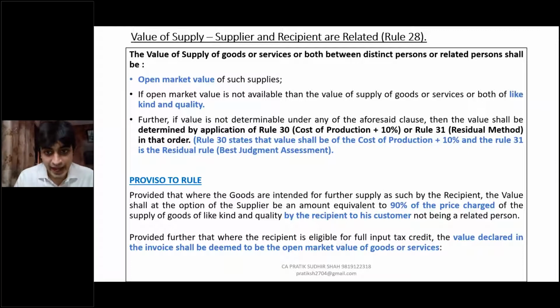I agree this is in the act, but somewhere I had read, some advanced ruling also I had read that this is not allowed. We should follow the first proviso only. Okay, there has to be some reasonable value, varna to it won't be accepted. Okay, so this is what my value of supply when the supplier and recipient are related. Okay, this is what rule 28.